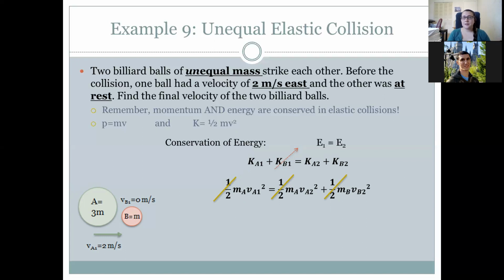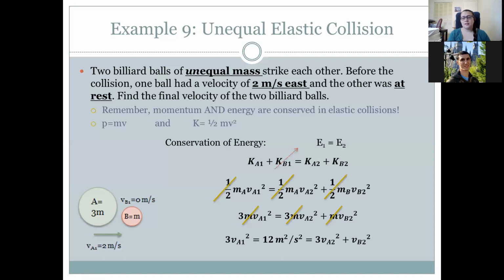We're not going to cancel out the masses just yet, because we don't have that ratio of masses in our equation yet, that 3:1. So that's our next step to do, right? Plug in mass A equals 3m and mass of B equals m. So we'll plug those in. And now we have m in each term, so those m's can go away.